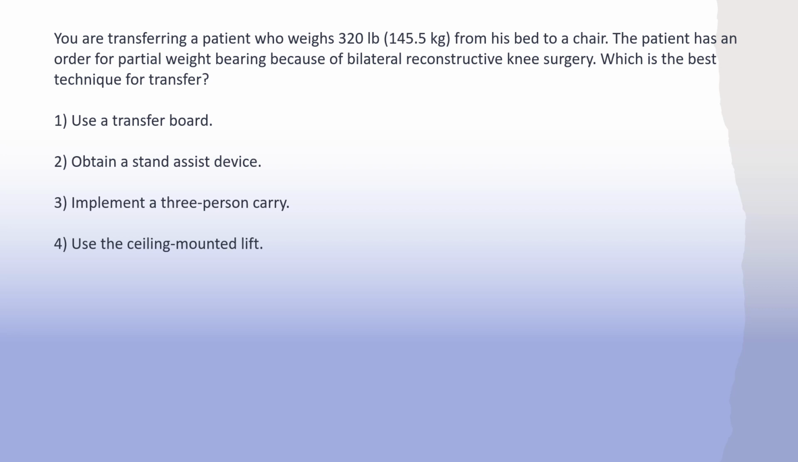You are transferring a patient who weighs 320 pounds, 145.5 kilograms, from his bed to a chair. The patient has an order for partial weight bearing because of bilateral reconstructive knee surgery. Which is the best technique for transfer? 1. Use a transfer board. 2. Obtain a stand assist device. 3. Implement a 3-person carry. 4. Use the ceiling mounted lift.